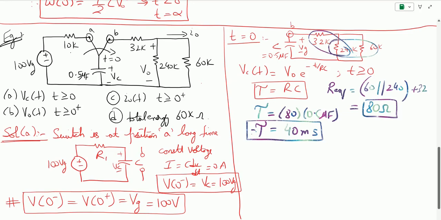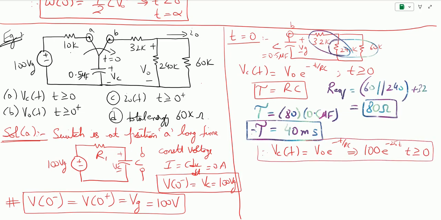So now our base equation for voltage across the capacitor is going to be V naught e raised to power minus t divided by RC, which is 100 e raised to power minus 25t for t greater than or equal to 0. So this is the solution to the first part, finding the variation of voltage inside the capacitor. Now let us go to the second part. In the second part, we have been asked to find V naught when time is greater than 0.